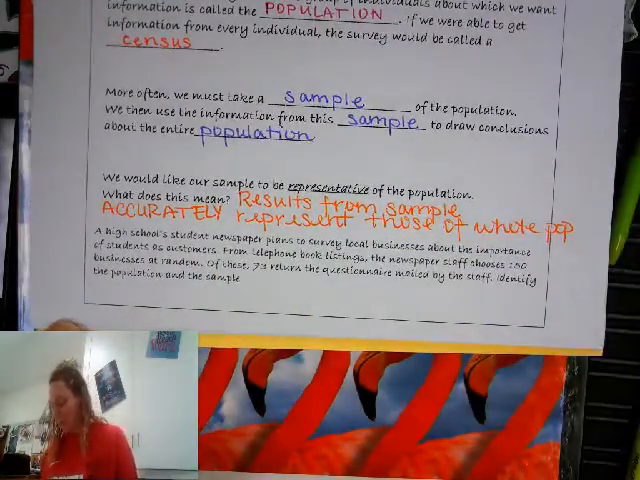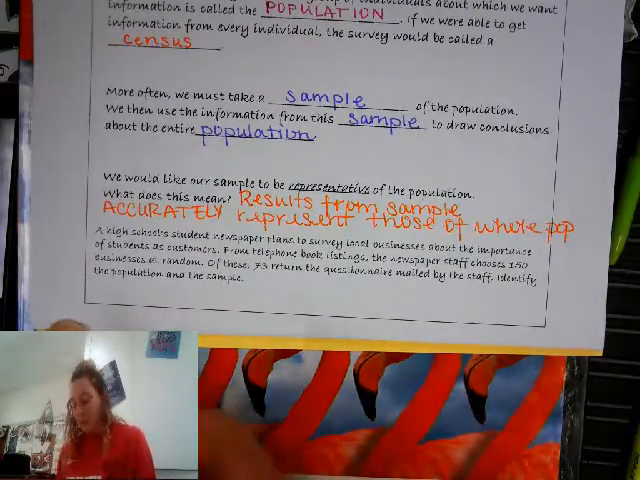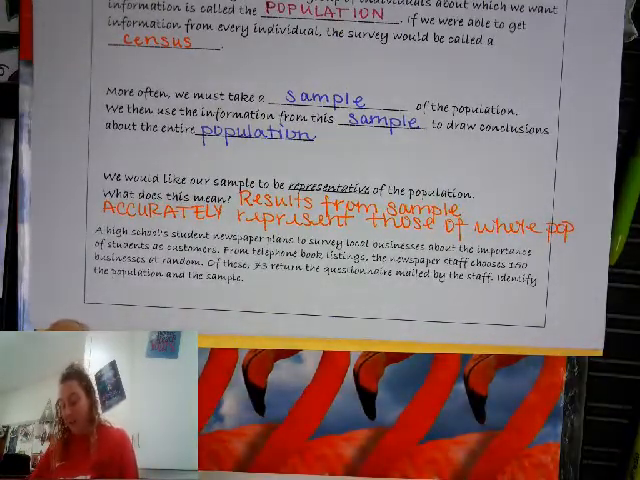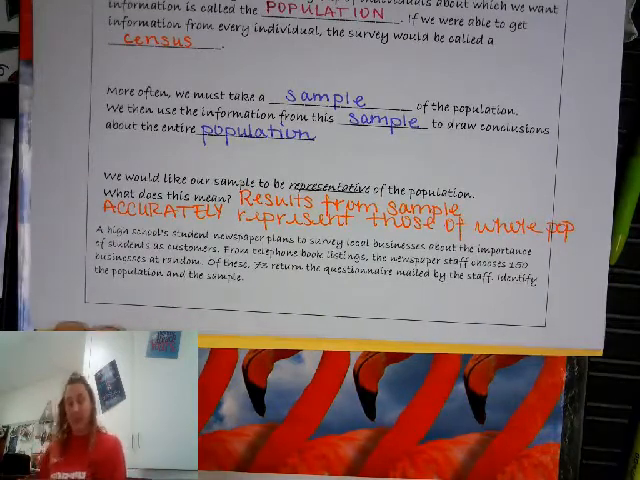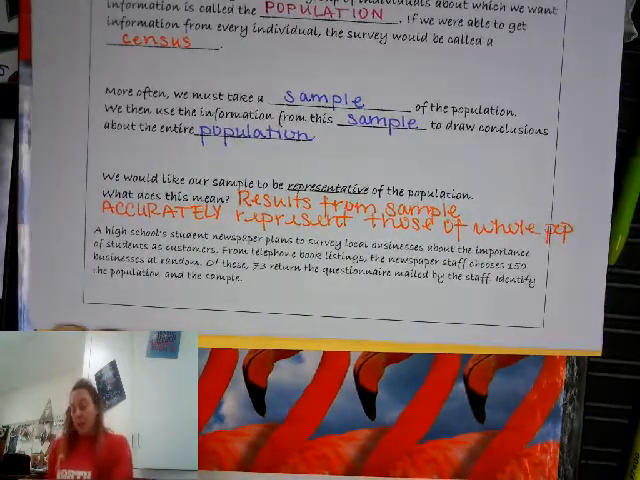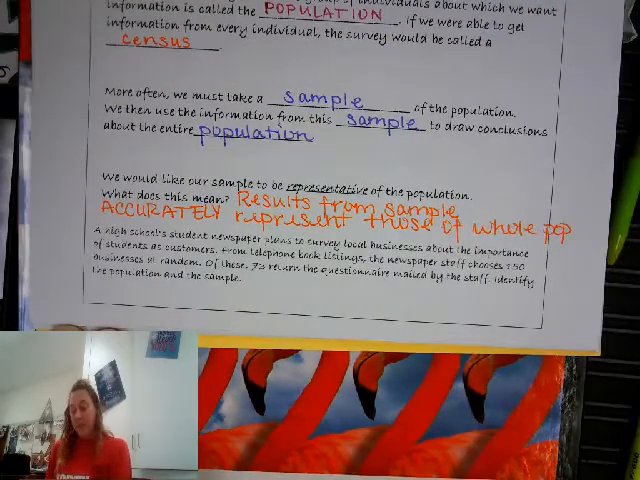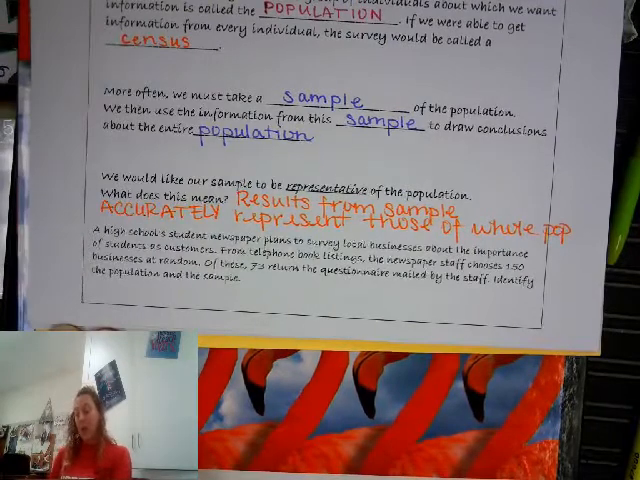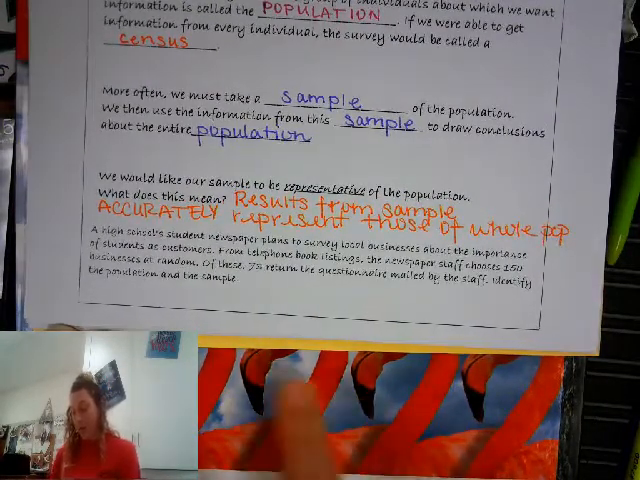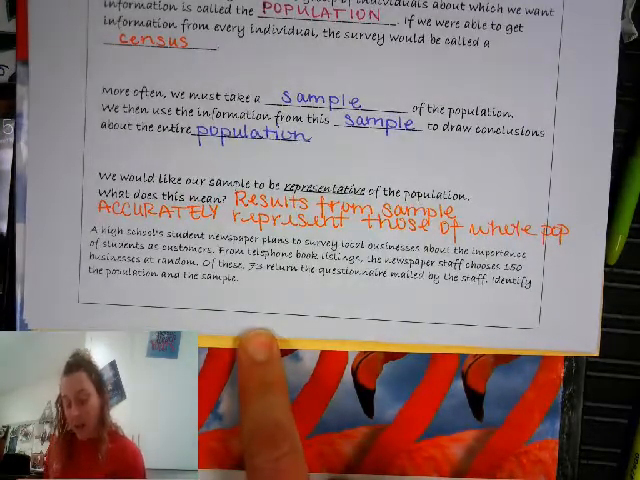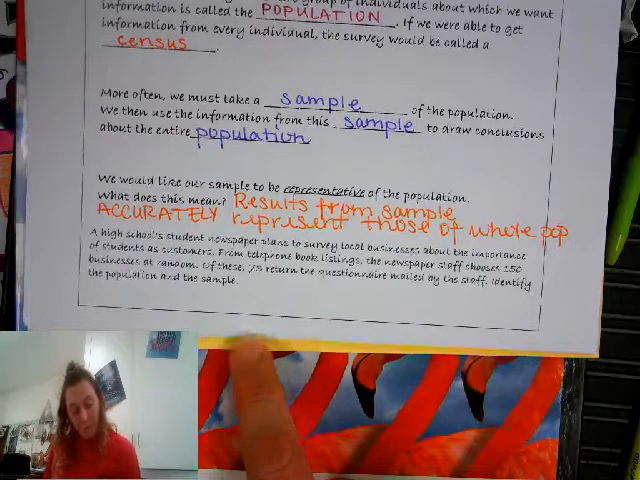That's an example problem, something like you'll see in your homework. A high school's student newspaper plans to survey local businesses about the importance of students as customers. From telephone book listings, the newspaper staff chooses 150 businesses at random. Of these, 73 return the questionnaire mailed by the staff. Identify the population and the sample.